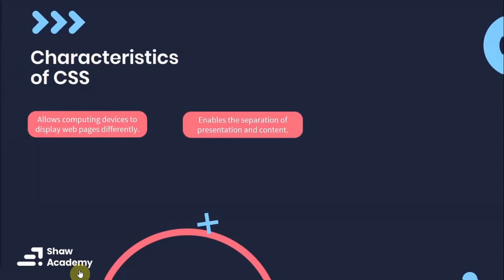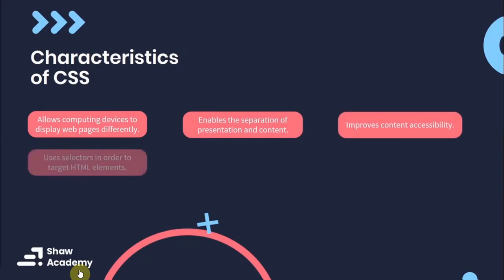Furthermore, it also enables the separation of presentation when it comes to content, and this includes things such as the layout, the colors, the fonts, the borders, and what have you. Okay, and then also it improves content accessibility. And this goes back to the very first point we made. If you can accommodate various devices, you can actually reach a larger user base for your website or your web platform. And then it also uses selectors in order to target HTML elements.